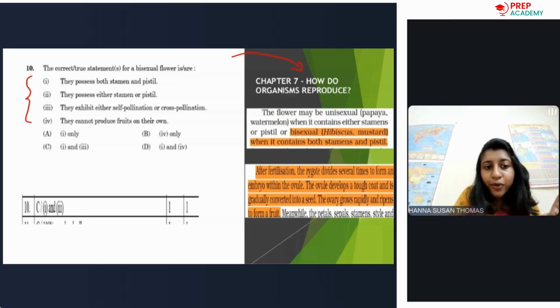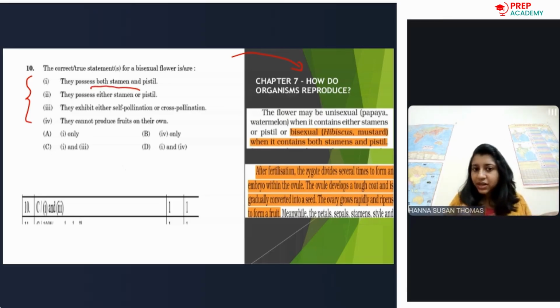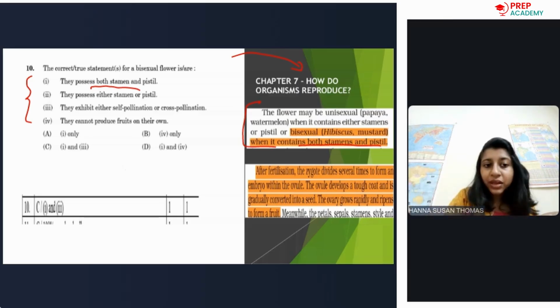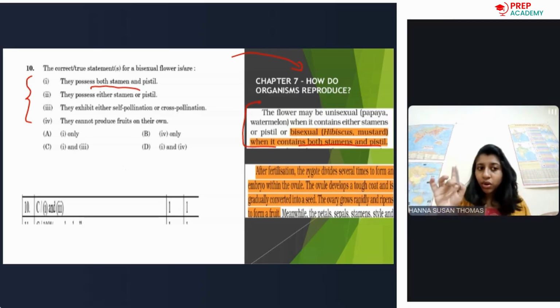So the first statement, they possess both stamen and pistil. When you look into this particular screenshot, you can see the statement: bisexual, example hibiscus, mustard and all, contains both stamens and pistil. So from this statement itself, it's understood that bisexual flowers possess both stamen and pistil. So this first statement is correct.